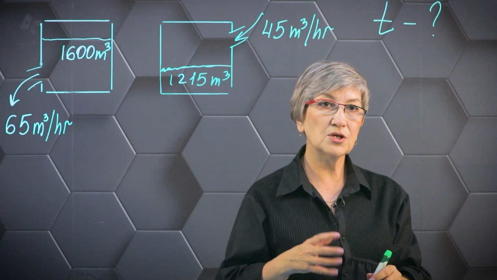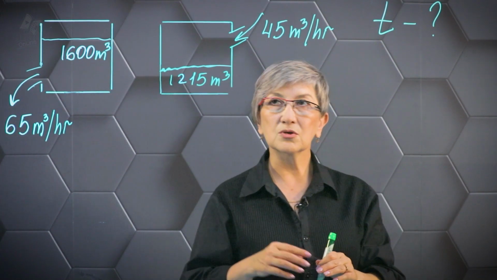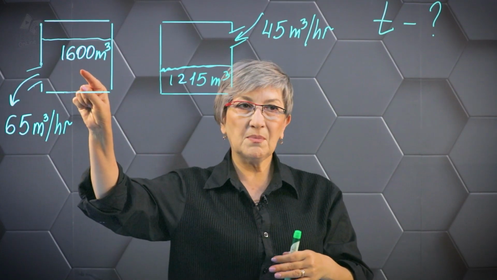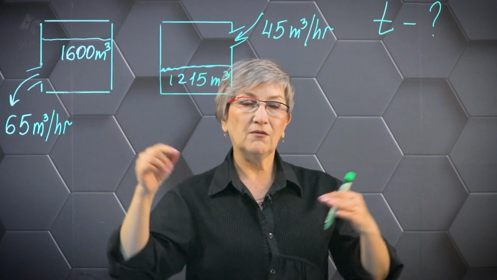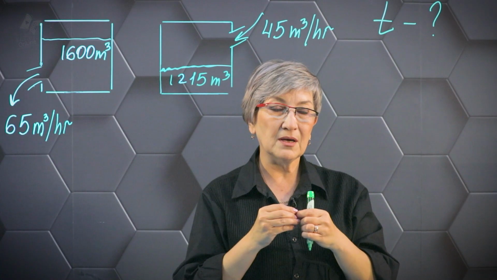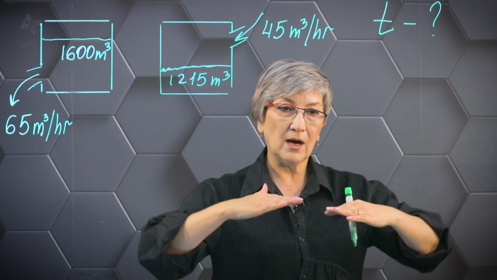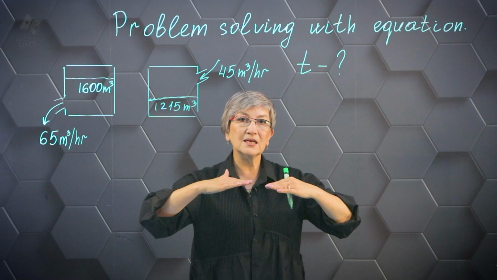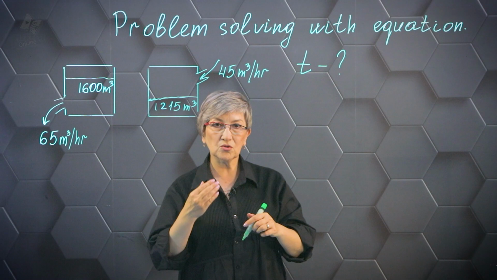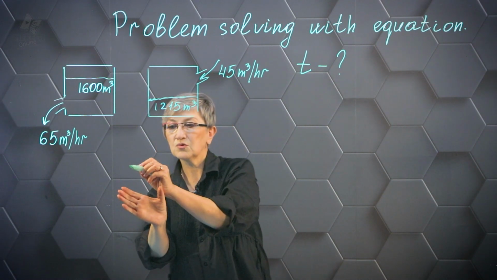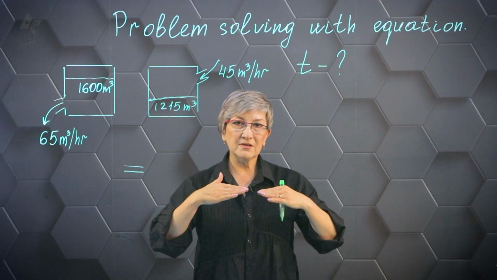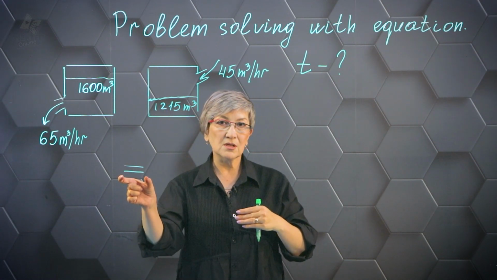We will solve this problem through an equation. Notice that there's a certain amount of time in which water is pumped out of the first pool, and water is pumped into the second pool, and we need to find that time, under the condition that the volume of water in these pools becomes equal. We can guess right away that in order to write down the equation, we need the first condition, equality of volume. So I'm putting the equal sign.